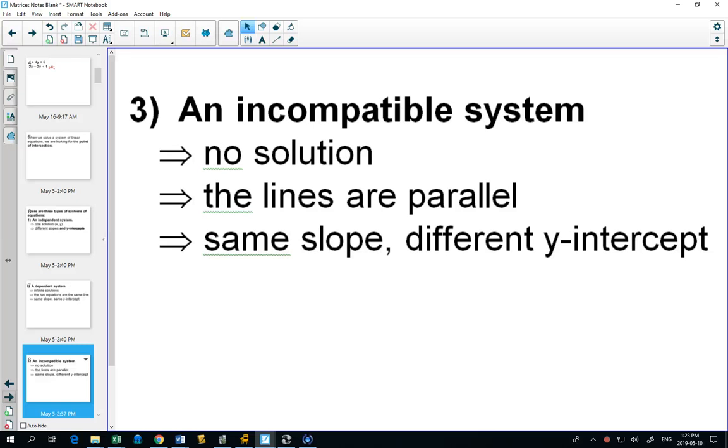And finally, we have an incompatible system which has no solution. That would be 2 lines that are parallel. So now they have the same slope but a different y-intercept. These lines will never cross.